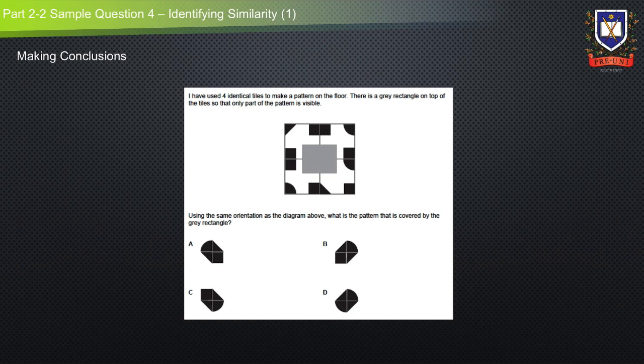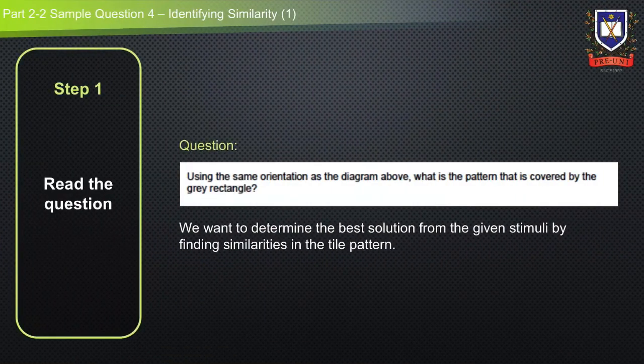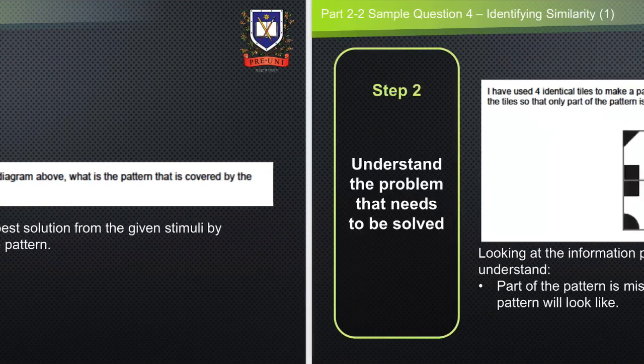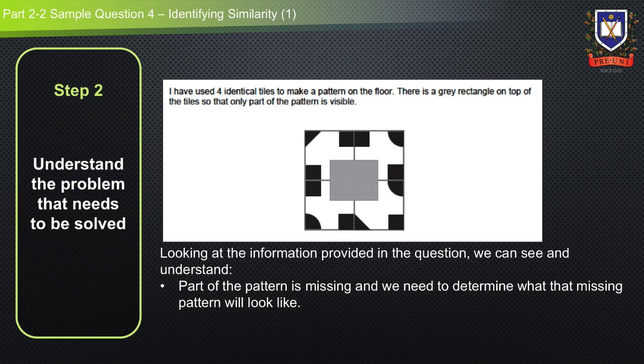This question falls in the identifying similarity question category, as it requires students to identify similarities between the pattern given in the stimulus and the given answer options. Then let's apply the general approach method to solve this question. Step 1 is to read the question and determine what it is asking. Since it is asking, using the same orientation as the diagram above, what is the pattern that is covered by the grey rectangle, we want to determine the best solution from the given stimuli by finding similarities in the tile pattern. Step 2 is to understand the problem that needs to be solved.